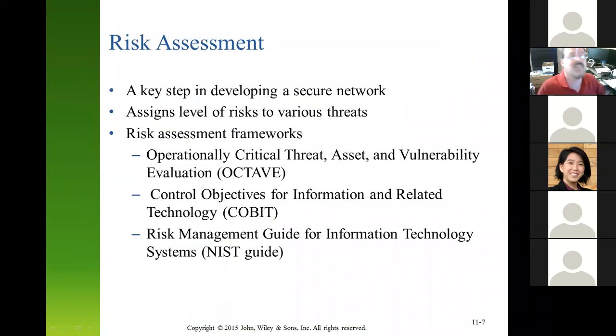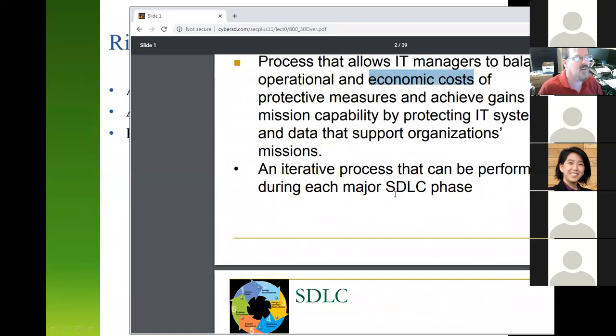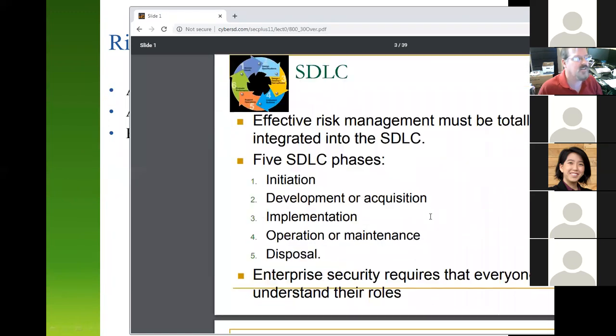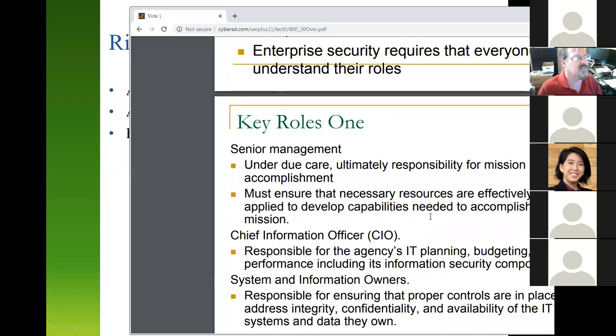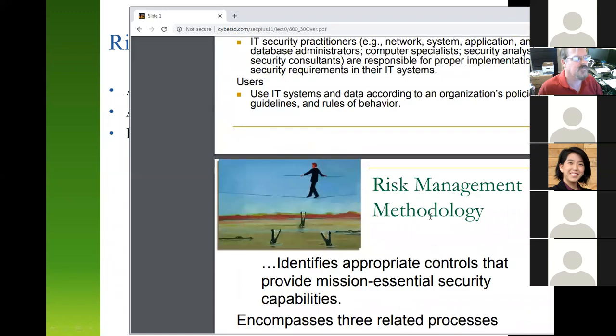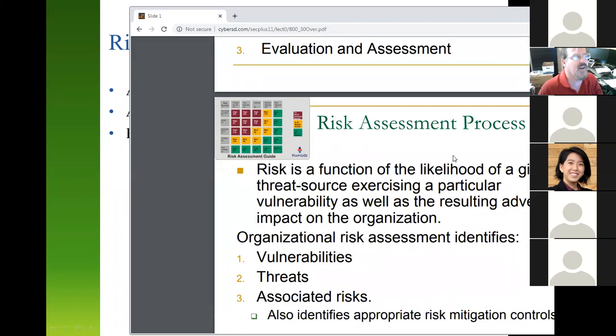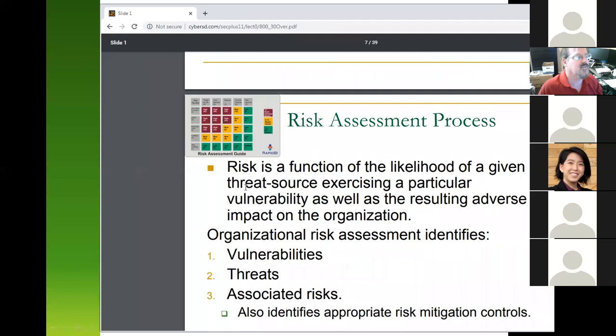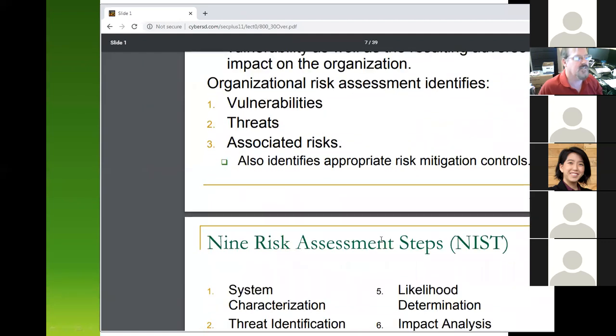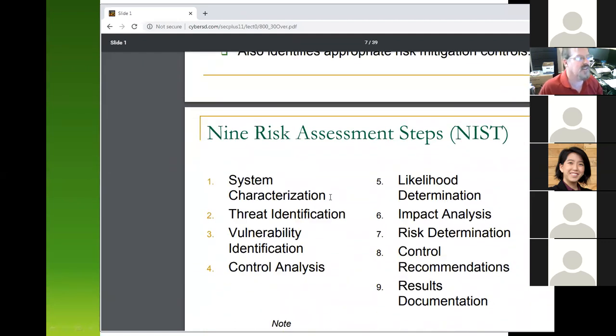So these guidelines help you determine what you should pay the most attention to. Risk management methodologies, and this is all kind of what I'm talking about right now. Threats, risk assessment steps, characterizing your system, identifying all the possible threats, identifying vulnerabilities in your network. What control should I put in place? The likelihood of something occurring.